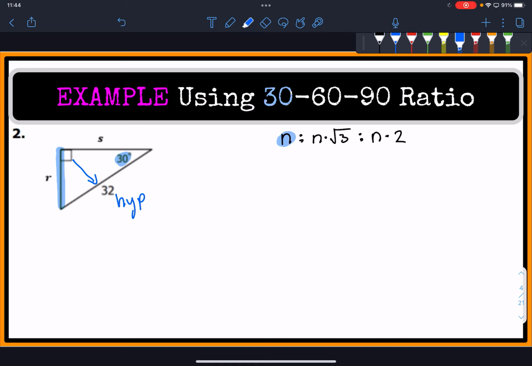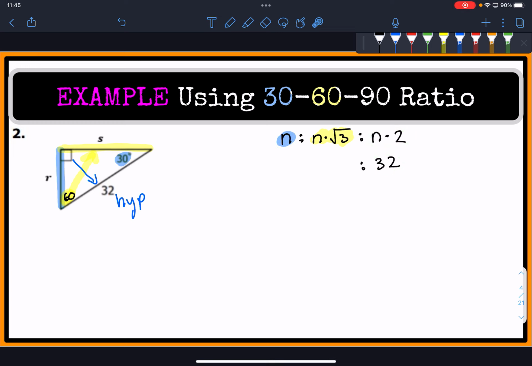The n, and that means that this is 60, and that means that the opposite side of that, the s, is going to measure this. So right now what they're giving us is the hypotenuse, and they're telling us that the hypotenuse is 32. So we can figure out the value of n, because to get this number of 32, we multiply the value of n times 2.